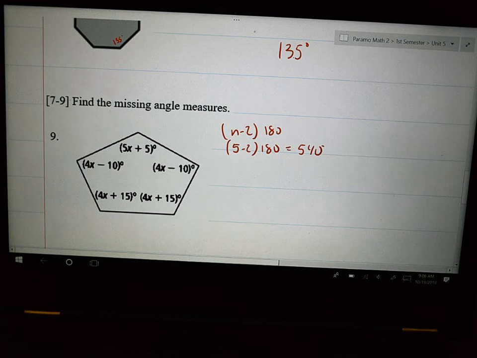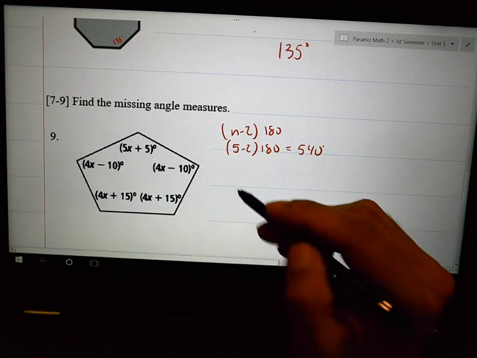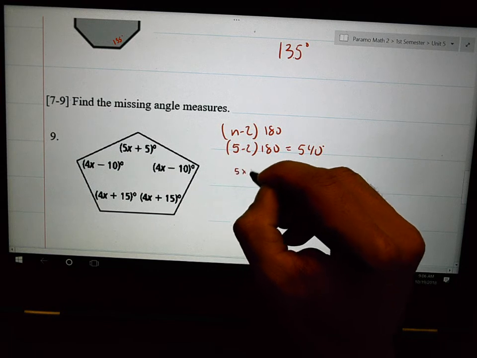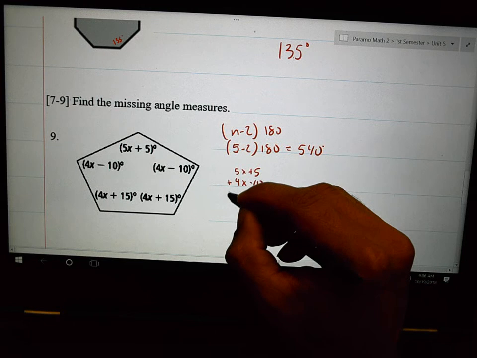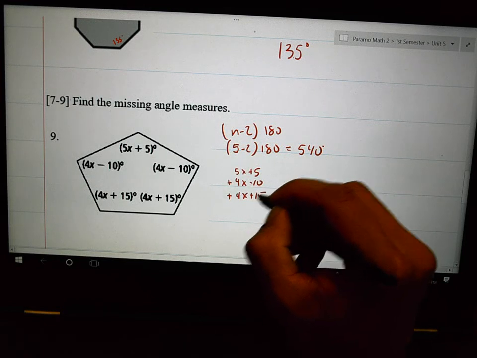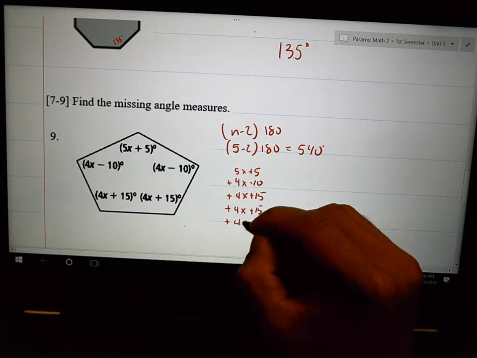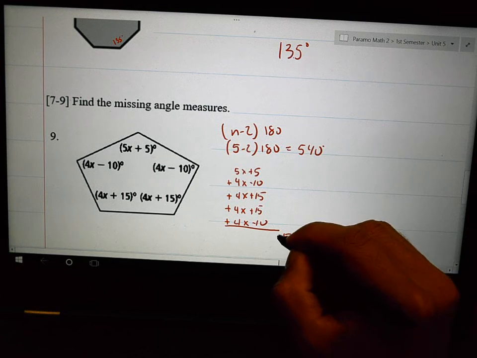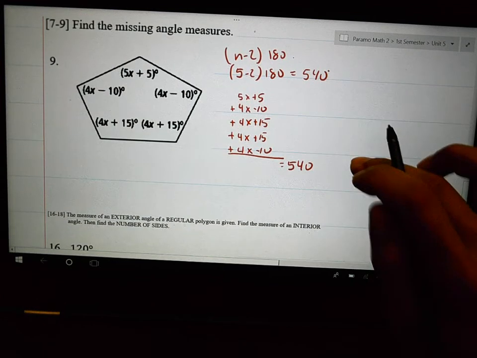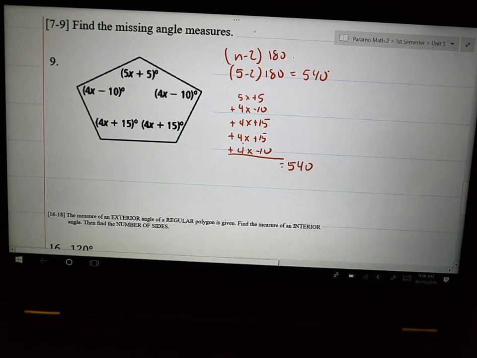Once you figure out that these should all add up to 540, then that's what you do. You take the 5x plus 5, and you're going to add the 4x minus 10, and add the 4x plus 15, and add the 4x plus 15, and add the 4x minus 10. And all of those should add up to 540 degrees. Now let's just kind of do that together. 5, 4, 4, 4, and 4. How many x's do I have altogether? Say it out loud. 21.